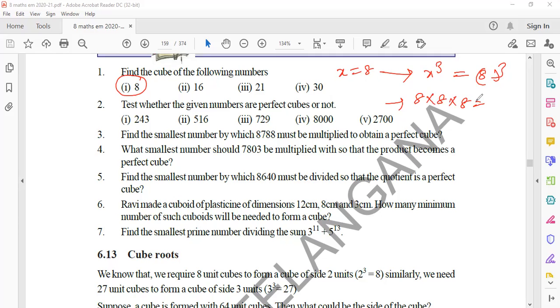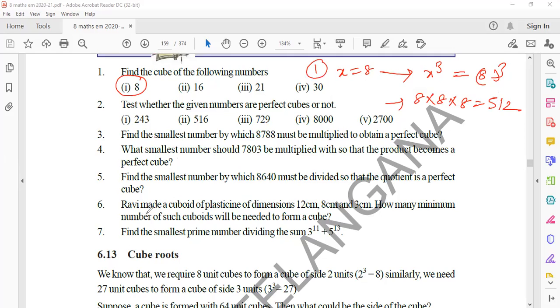I think you know how to do it. How to do 8 cube? So 8 into 8. 8 into 8 is 64. 64 into 8 is 512. It's already known, you should write it. The answer is 512. The first question is clear.